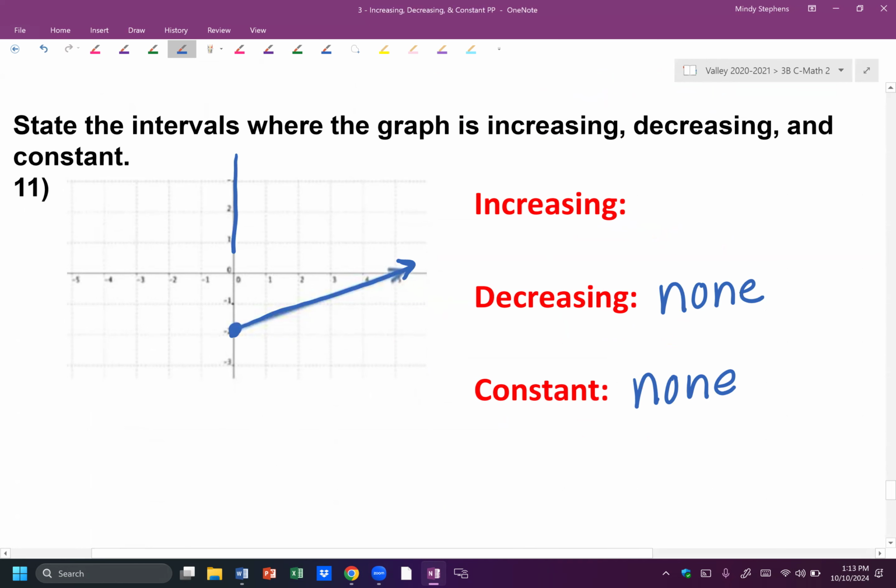So it starts to increase at that spot, the left spot, which is at 0. Remember, we're only getting numbers off the x-axis. Don't use your y-axis at all. And it goes forever to the right. So it's increasing from 0 to infinity.